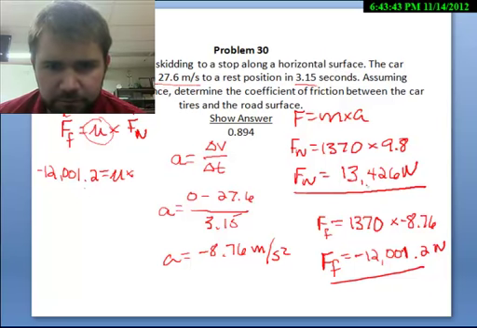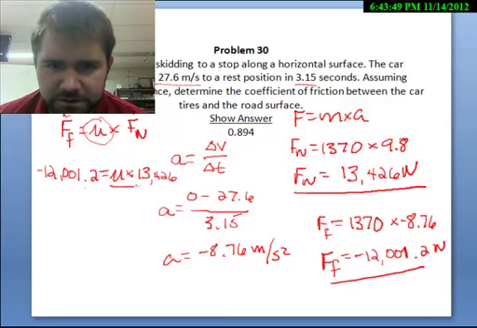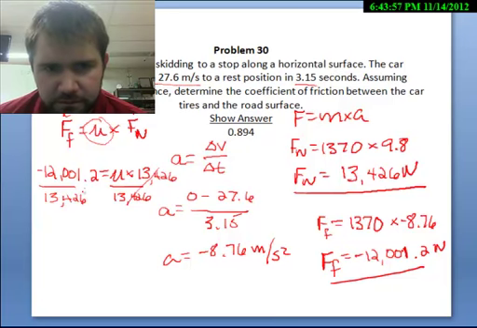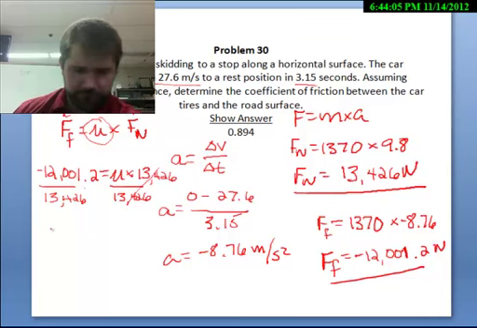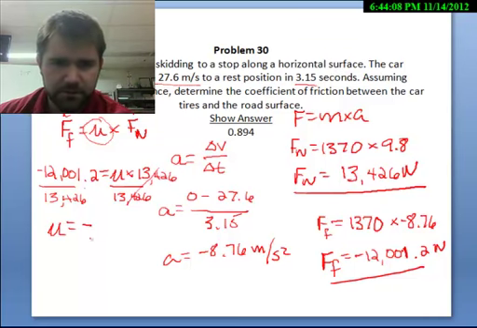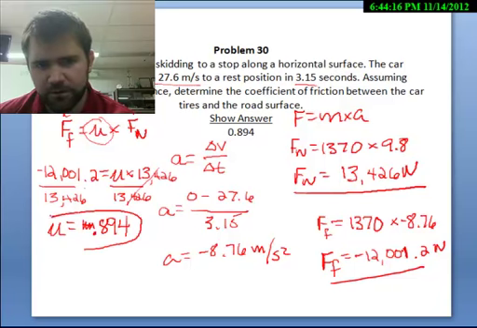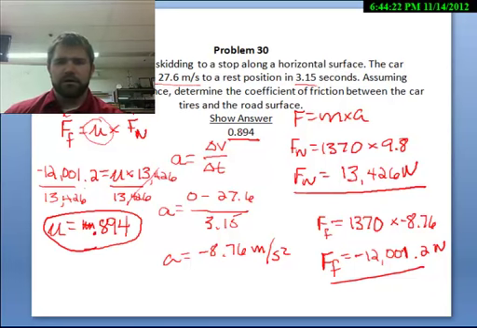Therefore, I can finally come back here and say the force due to friction, negative 12,001.2, is going to equal the coefficient of friction times the normal force, which we found earlier to be 13,426. We're going to divide both sides by 13,426. And I get the coefficient of friction to be equal to negative 0.894. And remember, we don't need to worry about the negative sign with the coefficient of friction, so we just get 0.894, and the answer checks.